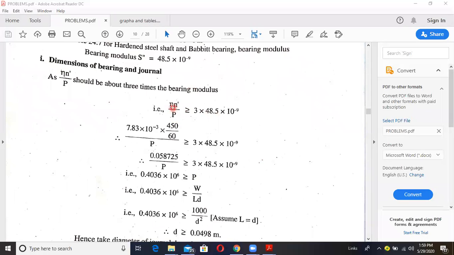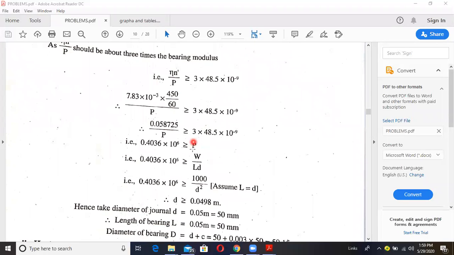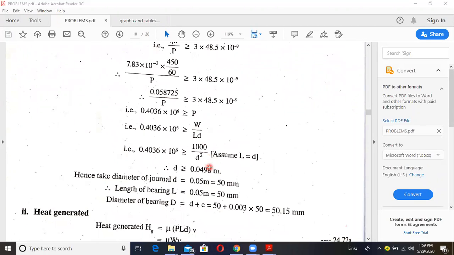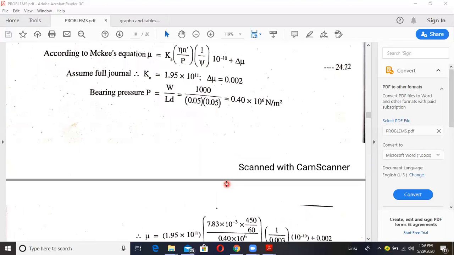Then substitute eta in place of n dash, keep p as it is. Next, write p in the form of W by L into D. Then assume L is equal to D. Then we will get the diameter D, L and D. The remaining procedure is the same.